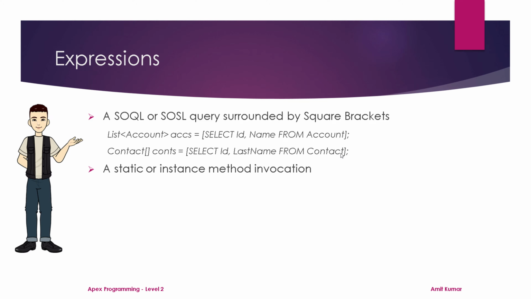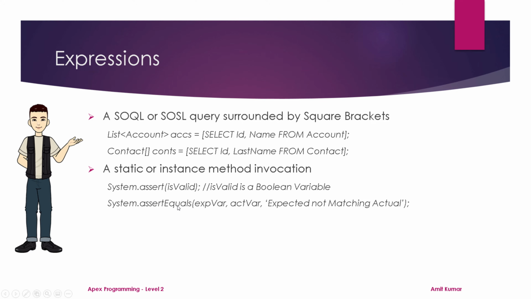A static or instance method invocation. Now to call a static method, we directly use the name of the class. For example, the assert method or assertEquals method. If you remember, in one of the videos of the level 1 course, we created a test class and there we used assertEquals. Now assert and assertEquals both belong to the System class, and to call them we directly use the name of the class, hence they are static methods.